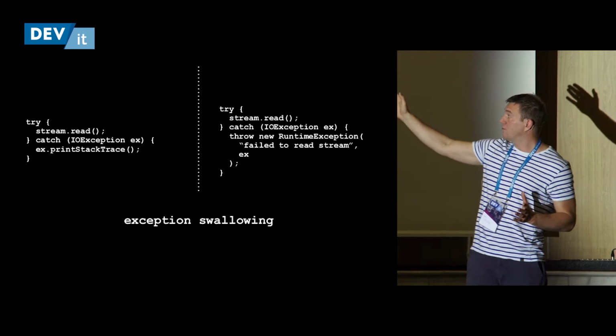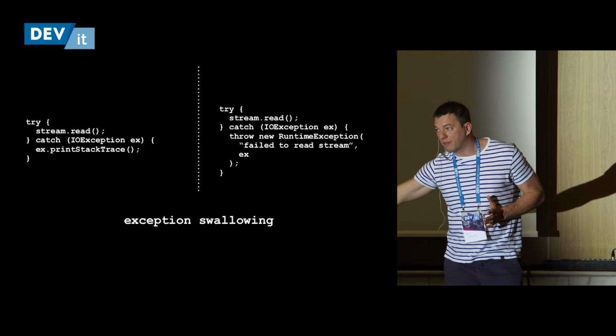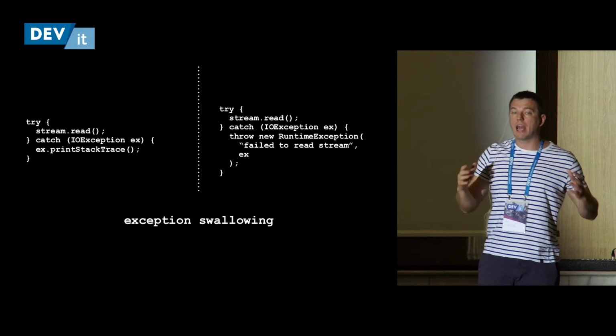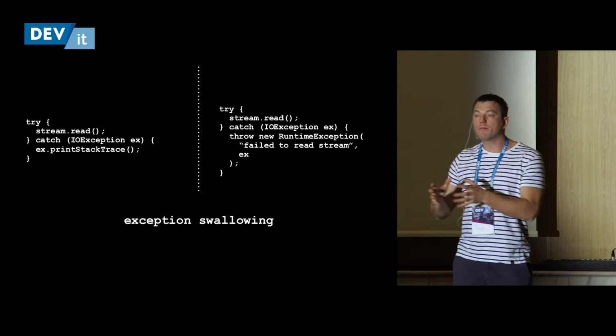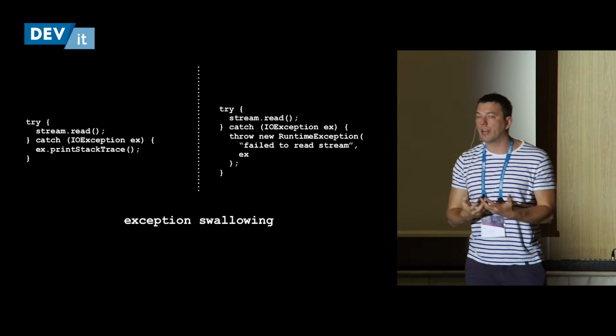So on the left side, if we code like that, then the execution will continue after the exception. And who knows what's going to happen later? We are making the situation unpredictable in the left example. We don't know what's going to happen later.